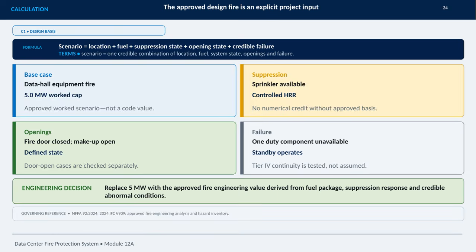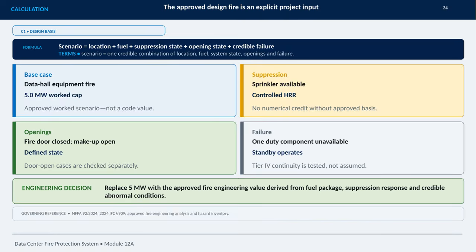Sprinklers are available, and the expected result is a controlled heat release rate, but no numerical suppression credit is taken without an approved basis. The opening condition is also defined. The fire door is closed and makeup air is open. Door open cases must be evaluated separately. For the failure condition, one duty component is unavailable while standby equipment operates. This is how Tier 4 continuity is tested, rather than simply assumed.